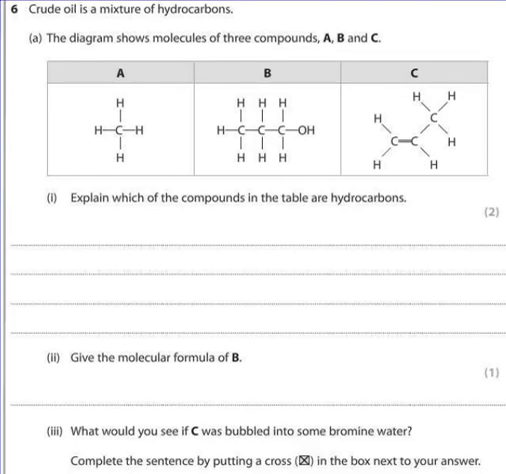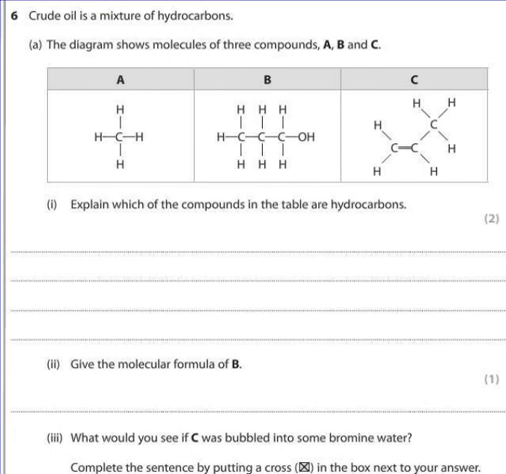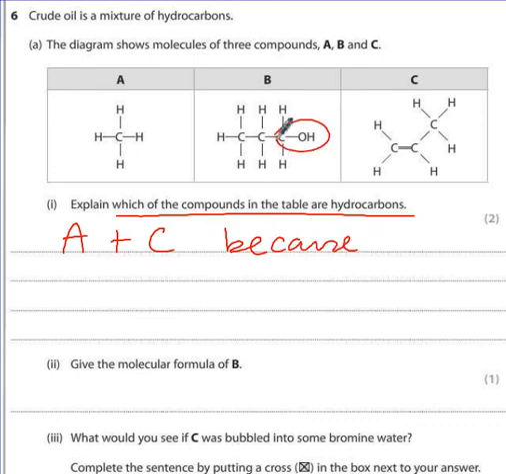Yes, okay. A little bit of hydrocarbons. These molecules are hydrocarbons, but explain which of the compounds in the table are hydrocarbons. Okay, so it's A and C because, looking at this one, B has oxygen. If they are hydrocarbons, then they only contain hydrogen and carbon.